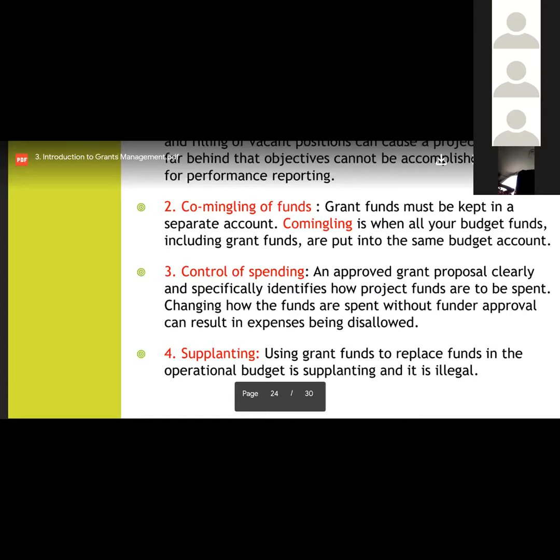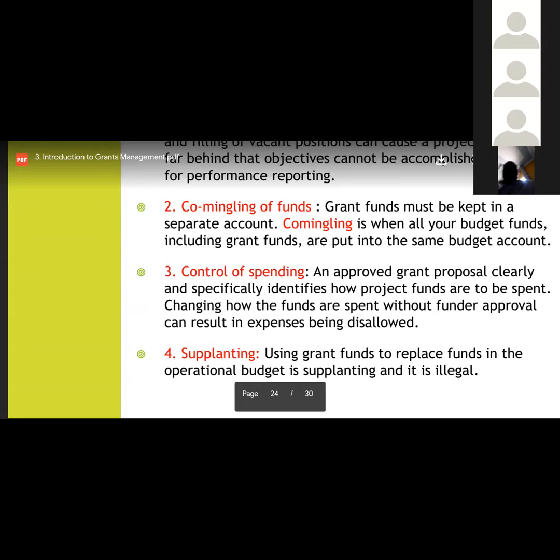Then another issue that we normally find in most grant management processes is the issue of supplanting. Supplanting is another challenge, because supplanting basically means you are using grant funds to replace funds in the operational budget. And this is what supplanting is, and it is illegal.